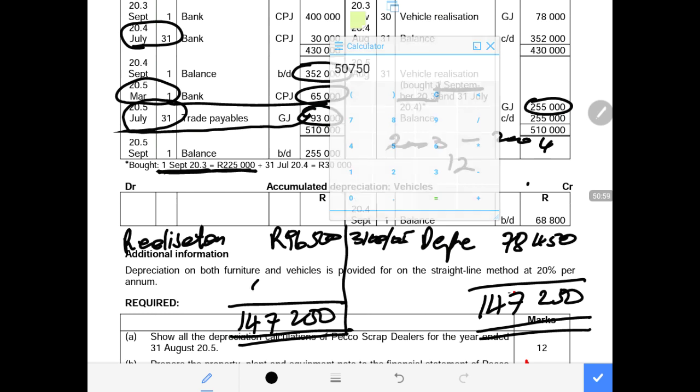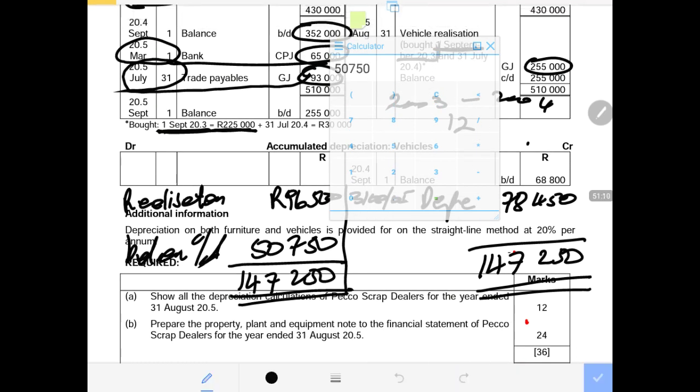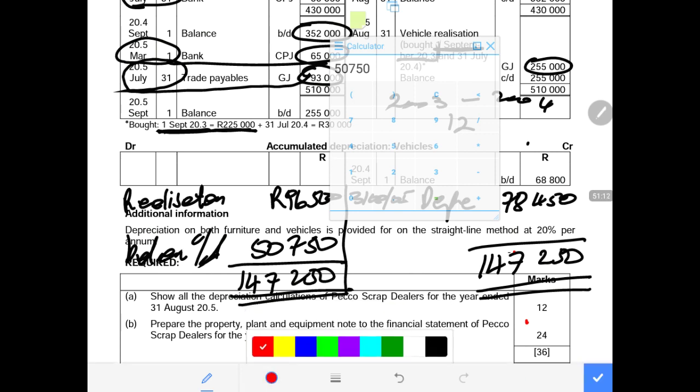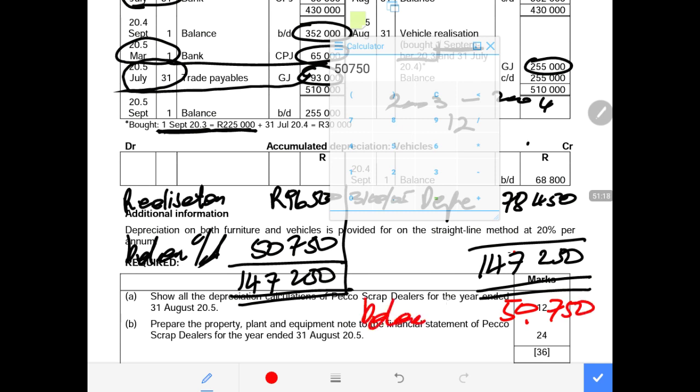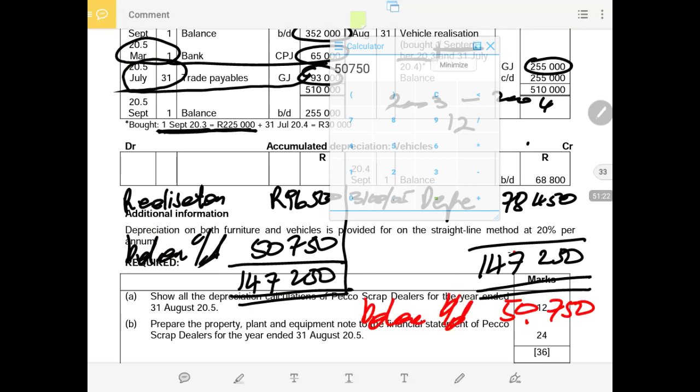We get 50,750. What is 50,750? It is the balance carried down of the accumulated depreciation, which becomes a balance brought down, which is 50,750. This is the closing balance brought down of the accumulated depreciation.